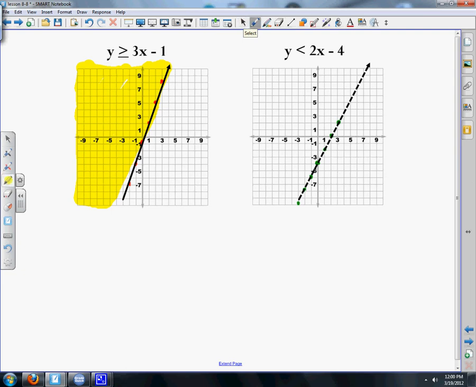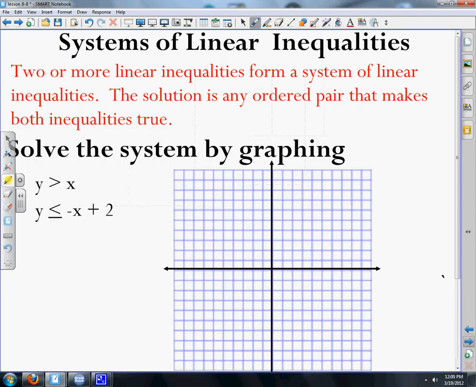So I'm going to get my highlighter and I'm going to shade below the line. And you can just do this with your pencil or your pen, or if you want to use colored pencils, you can do that too. So that is the solution for the inequality y is less than 2x minus 4.